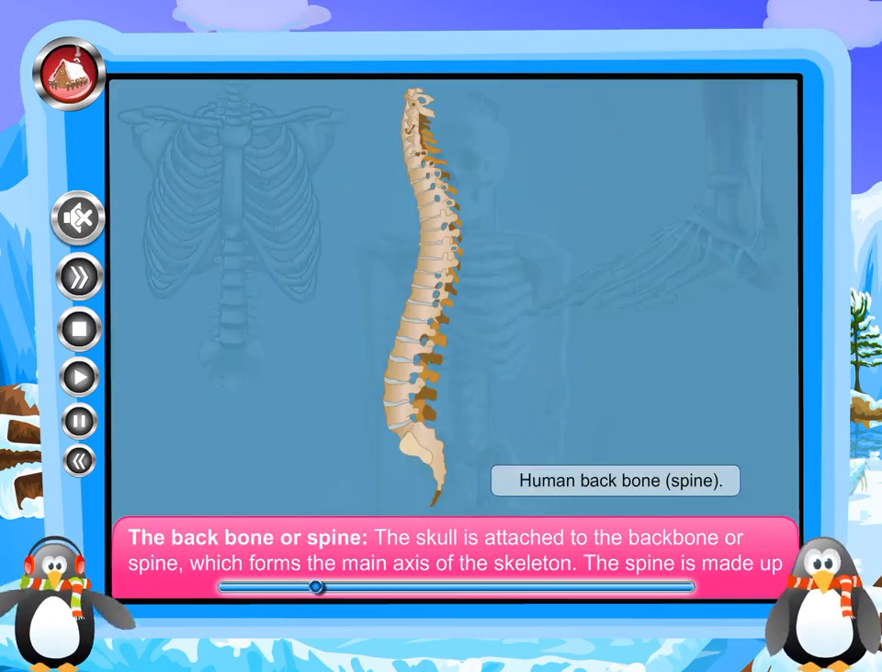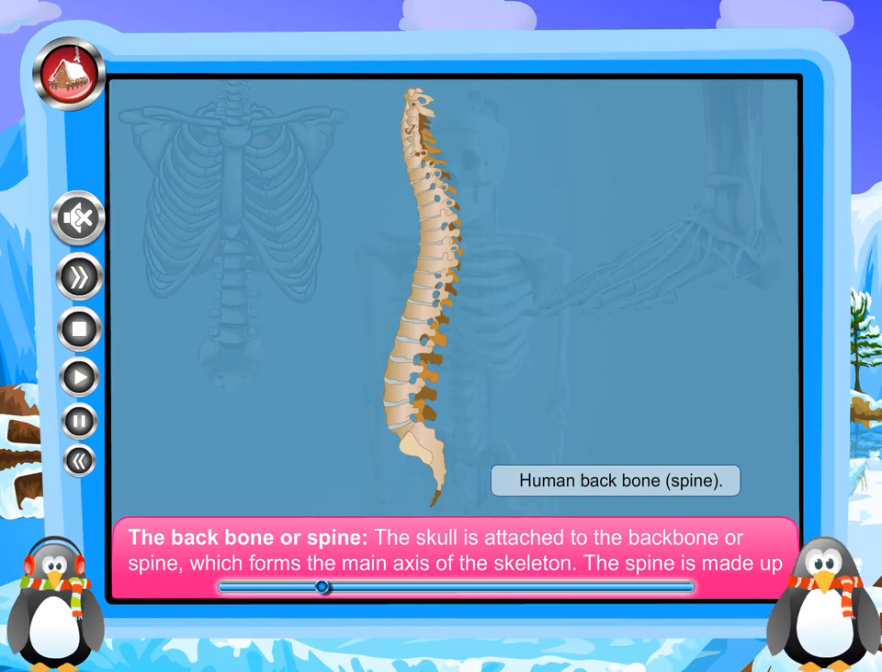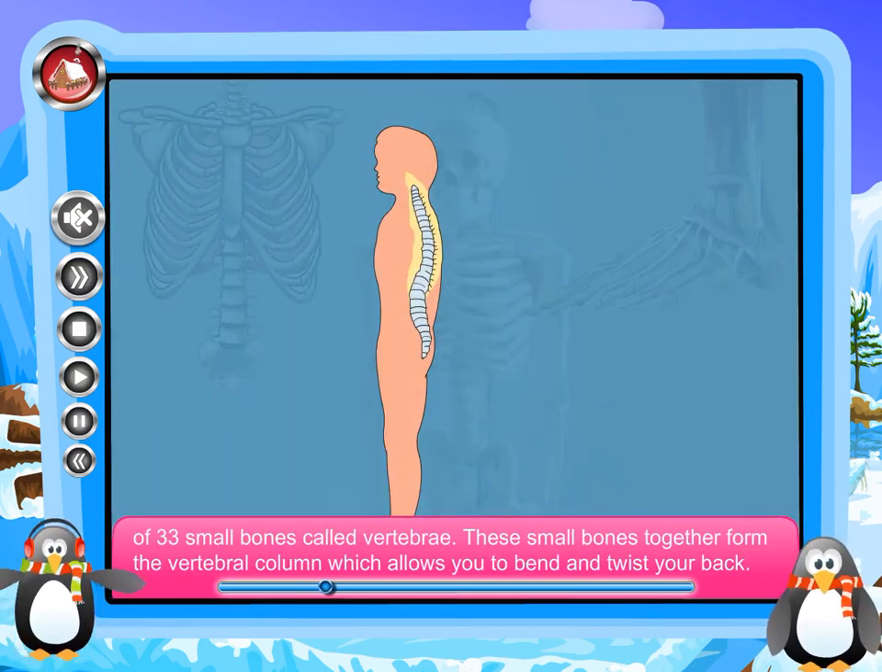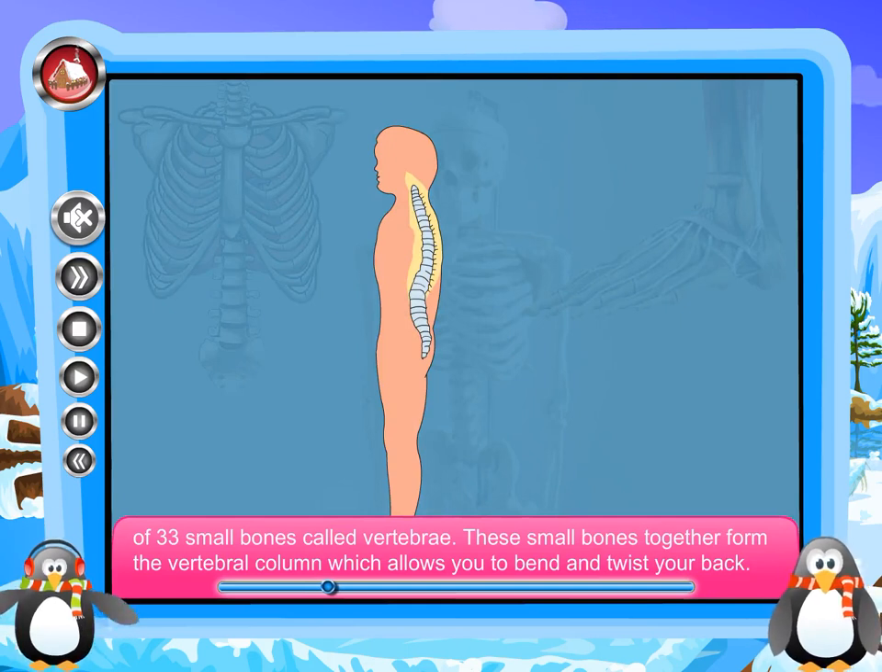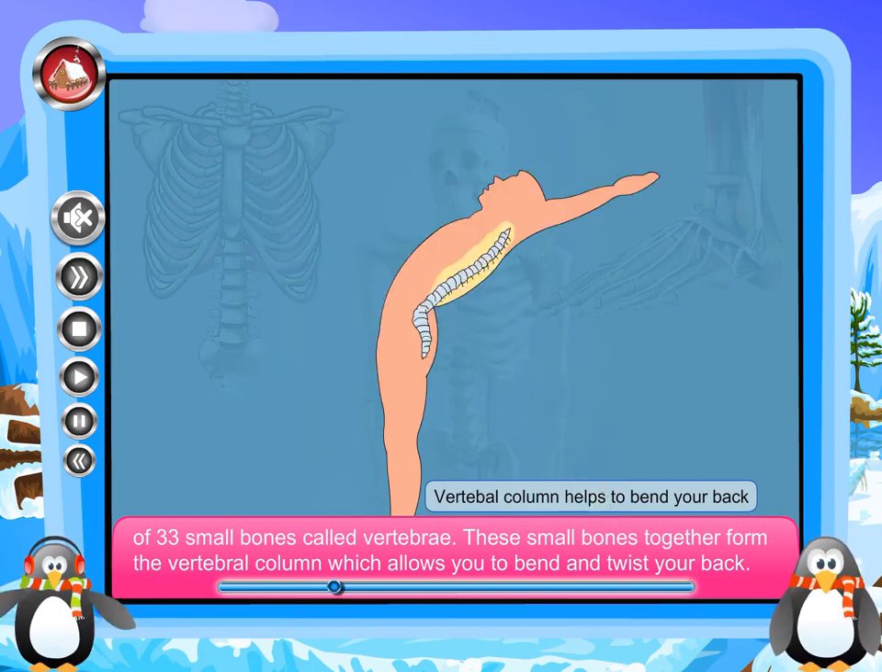The backbone or spine. The skull is attached to the backbone or spine, which forms the main axis of the skeleton. The spine is made up of 33 small bones called vertebrae. These small bones together form the vertebral column, which allows you to bend and twist your back.